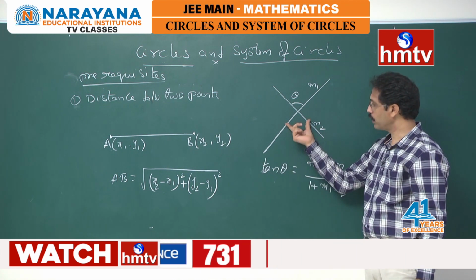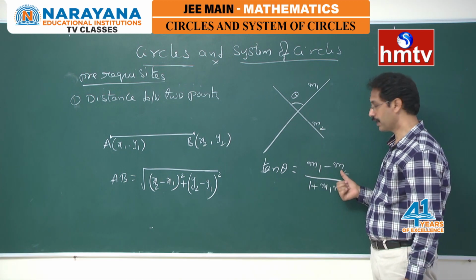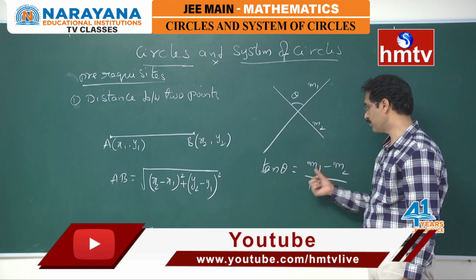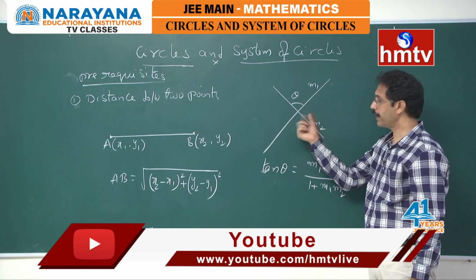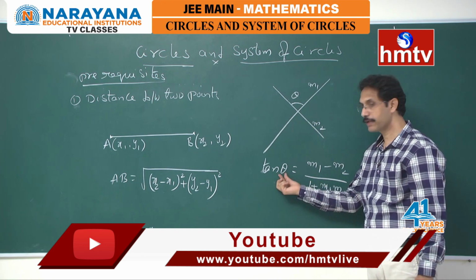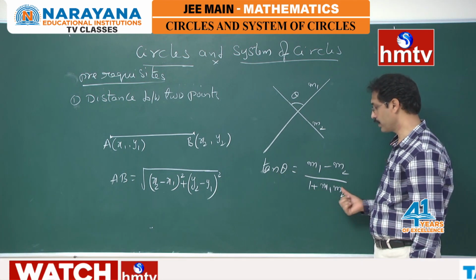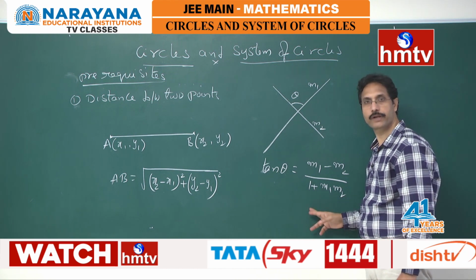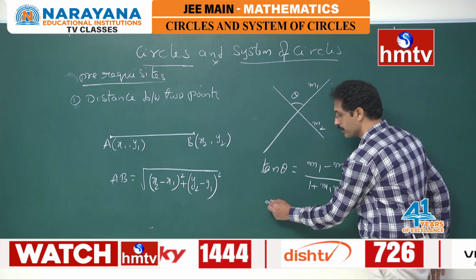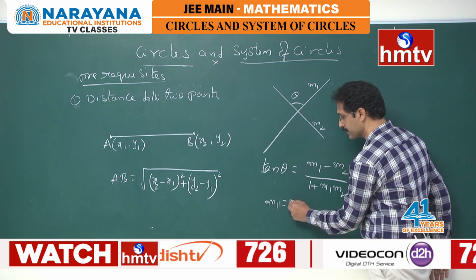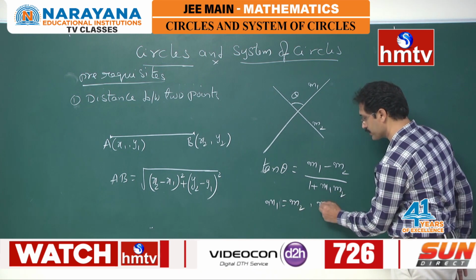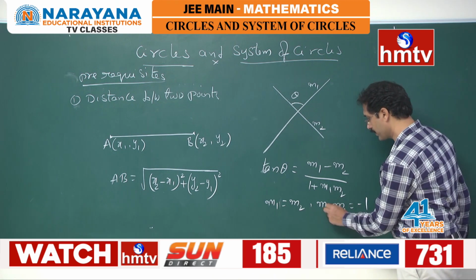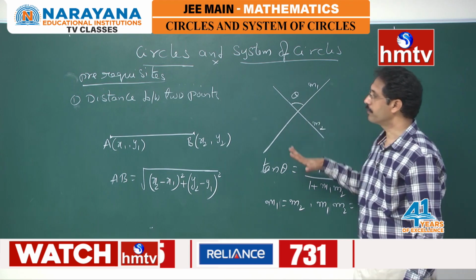Suppose if these 2 lines are parallel, then theta is 0 or 180, so you get M1 is equal to M2. If these 2 lines are perpendicular, then theta is 90. So, 1 plus M1 M2 is 0, that is M1 into M2 is equal to minus 1 we will get. So, M1 is equal to M2 for the parallel lines and M1 into M2 is equal to minus 1 for perpendicular lines. In this way, we can find out angle between 2 lines.